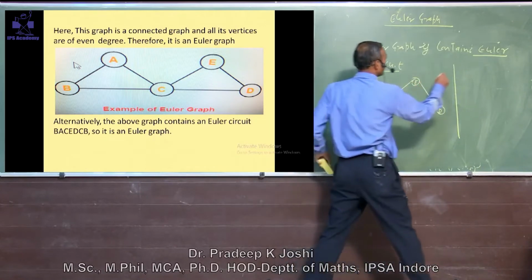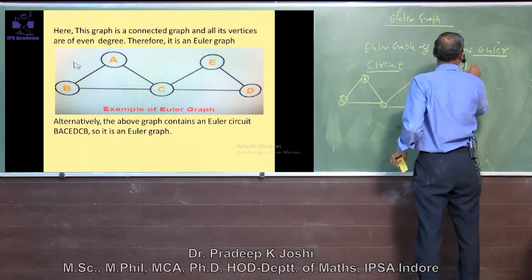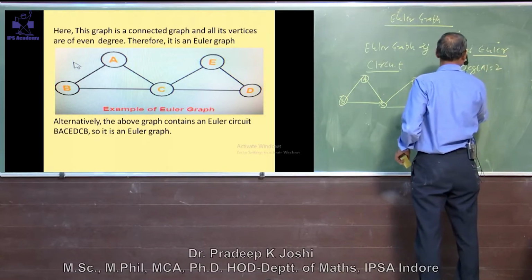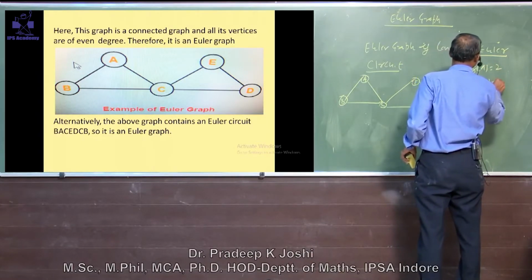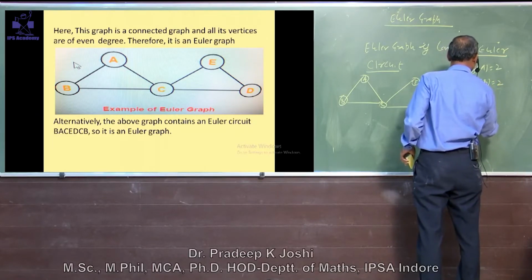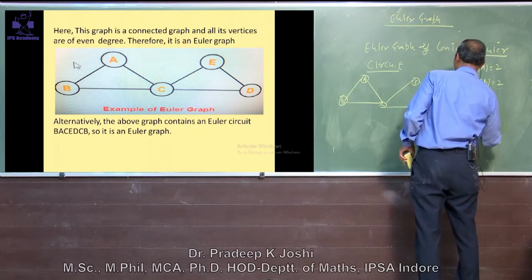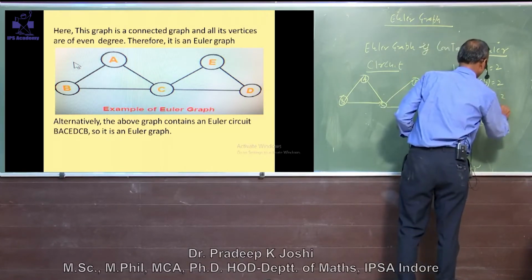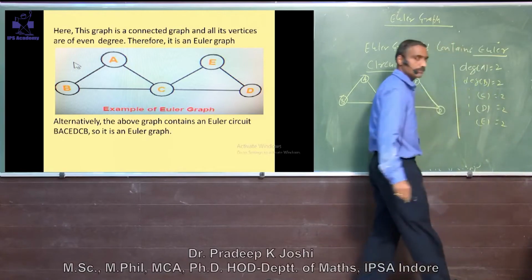Here, the degree of A is 2, right? Similarly, the degree of B is 2, right? So all the other vertices, C, D, E, also have degree 2. All have even degree, so the graph is an Euler graph.